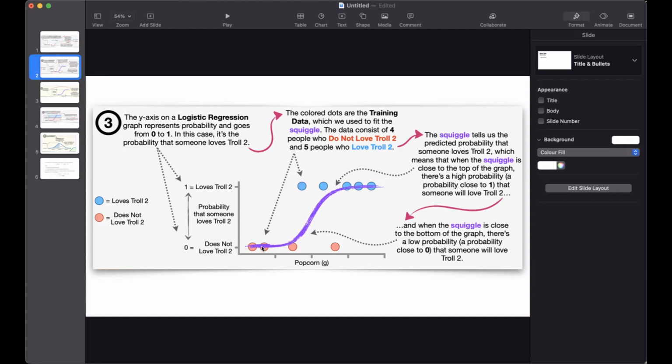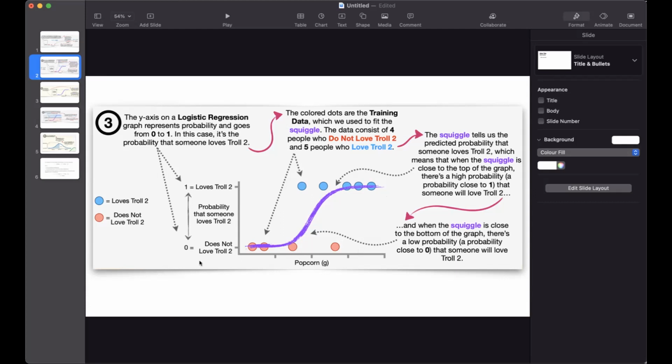Here, this is love Troll 2. This is does not love. So obviously the probability will be 1 minus the probability of who does not love Troll 2. So what we are going to do here is, for an example, if some value comes under loves Troll 2, we are going to take the probability as it is.